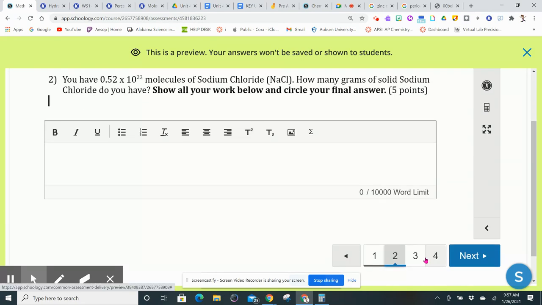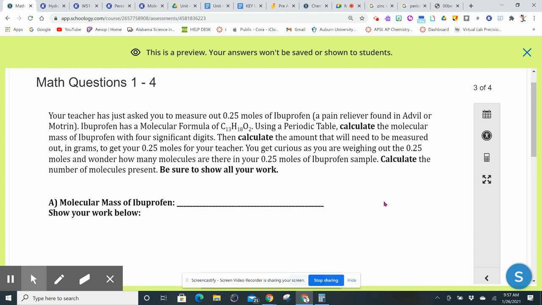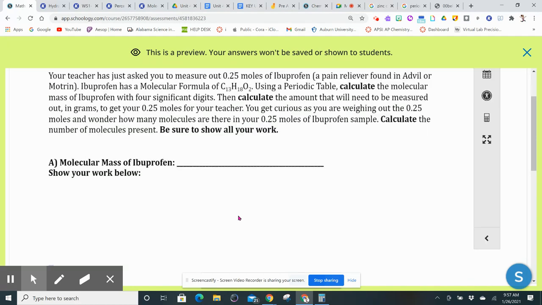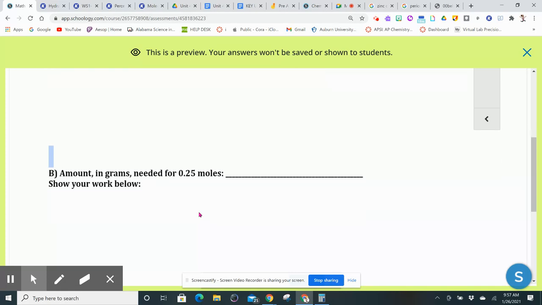Okay, so I'm not going to do that one again because I think there was a different one in here. All right. On this one, molecular mass of ibuprofen, they give you this big setup, so read the whole thing. Don't just stop. It's not as bad as it seems. So you have 0.25 moles of ibuprofen. There's the formula. Calculate the molecular mass. You're just going to add all those up together. How many grams are in 0.25 moles? You're just going to use your molecular mass and change moles to grams. That's not a big deal.